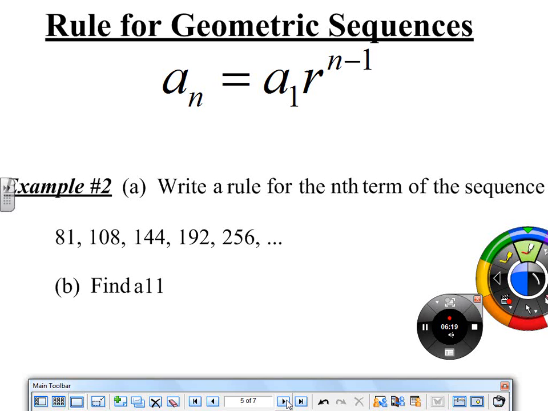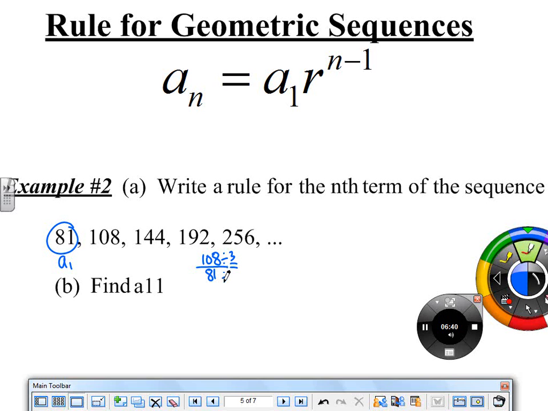So I can see that my first term is 81. And then the question is, what is the ratio? So to find the ratio, I need to take a term. And they already told me it was geometric, so I don't really have to check for that. And then this is my ratio, 108 divided by 81.